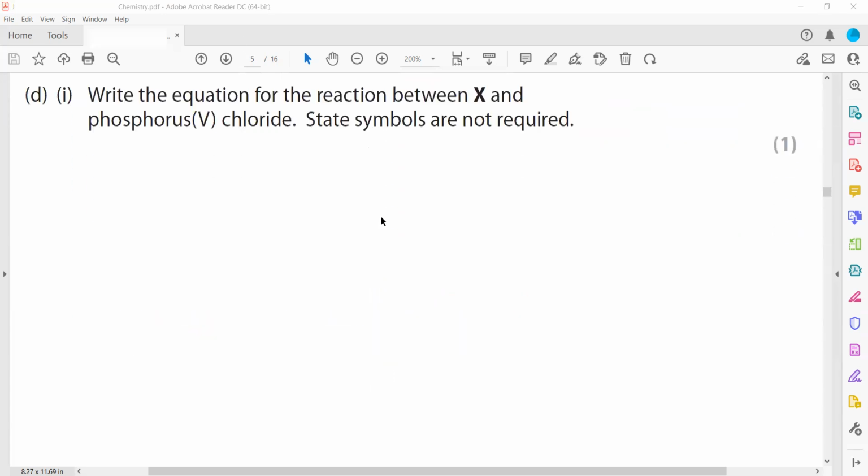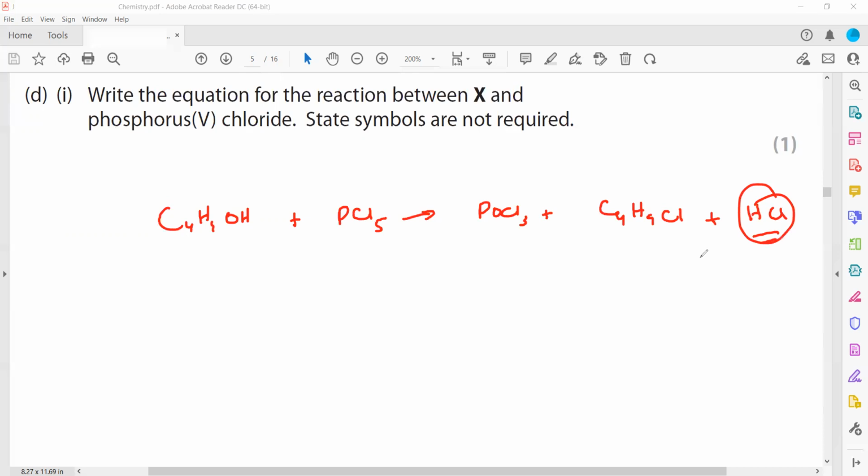Write an equation for the reaction between X and PCl5; state symbols are not required. So when we have an alcohol, like C4H9OH, we add PCl5, phosphorus pentachloride. As a result, it will give POCl3 plus C4H9Cl, the halogenoalkane, plus HCl. As a result, it will give misty fumes. So this HCl is responsible for the misty fumes.